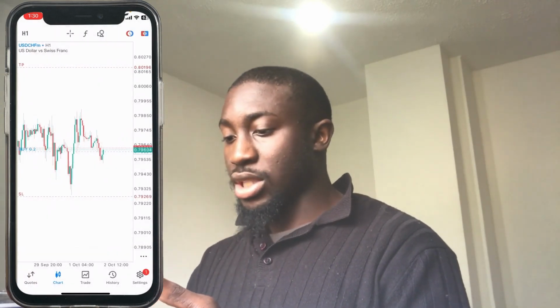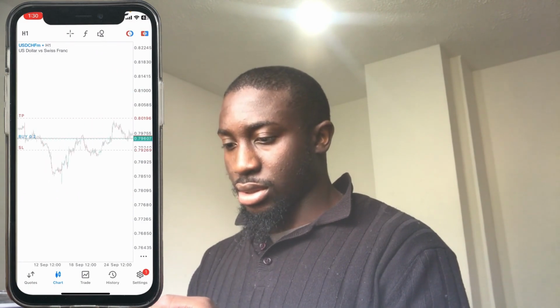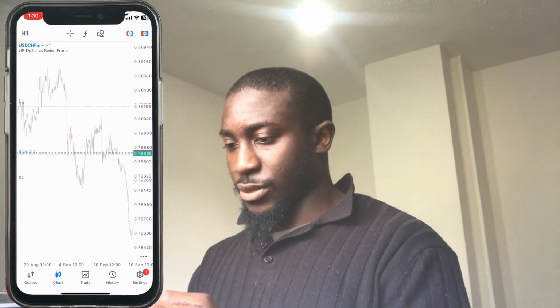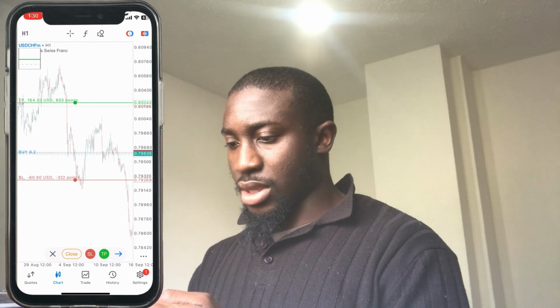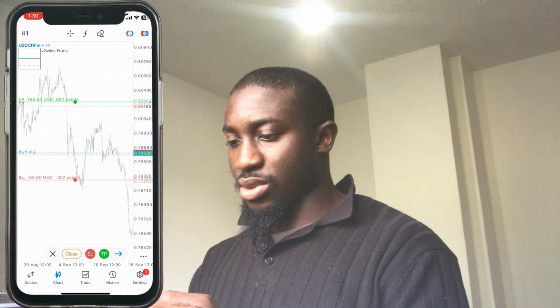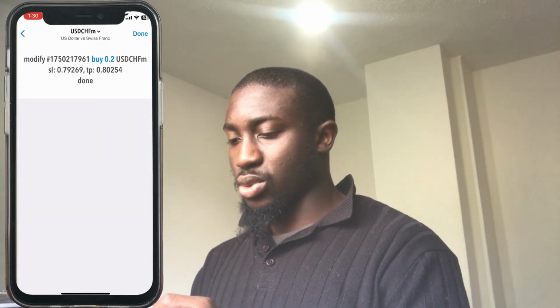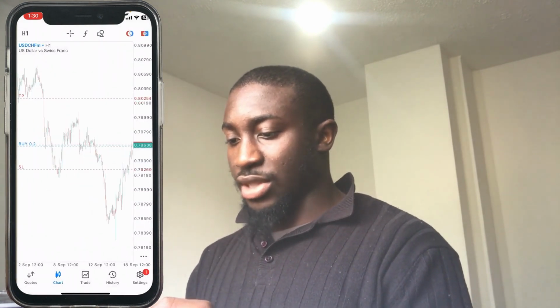I'm risking to lose $80 on this trade. Then carry my TP to around here like this. Let me just leave it like this. So this is more like 1:2. So on this trade, actually 1:2 on this trade.